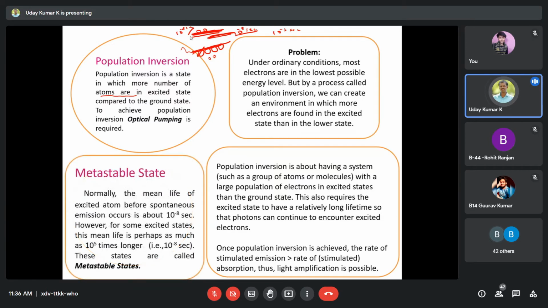Now, another metastable state again. Normally, the mean lifetime of the excited atoms before spontaneous emission occurs is 10 to the power of minus 8 seconds.